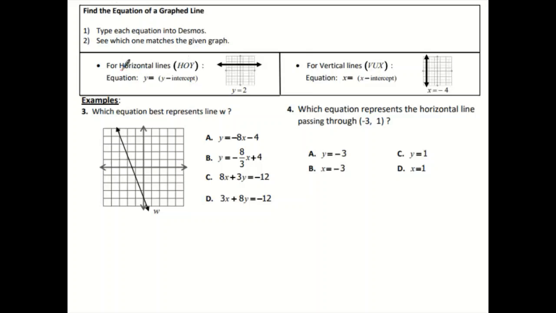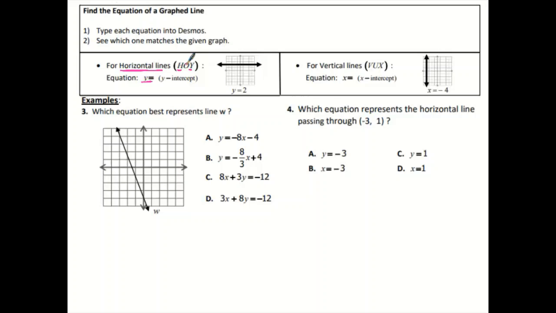Some special cases when you have horizontal lines, here's our acronym again, that H in HOI stands for horizontal, okay? That's when we have a y equals line. So we have that y equals 2 here. It's a horizontal line. Remember that O here means it has 0 slope.